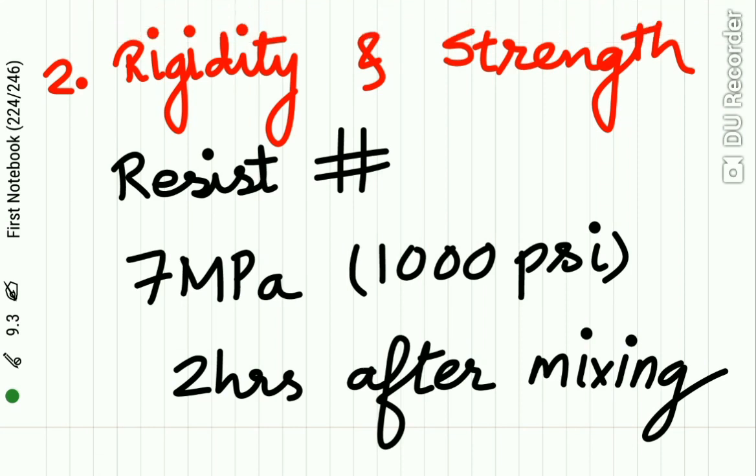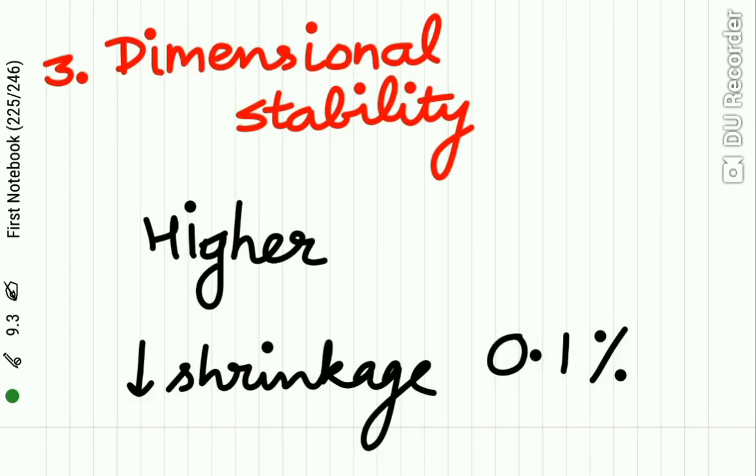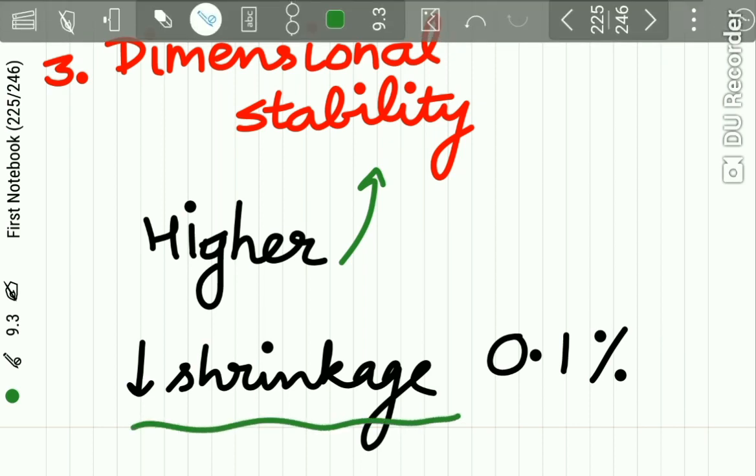Now, the second property, rigidity and strength. Another important property: the impression formed from the paste should resist fracture. The compressive strength of this impression paste is 7 MPa or 1000 psi 2 hours after mixing. Dimensional stability is another important property. Higher dimensional stability is desired, with a negligible shrinkage of 0.1%.